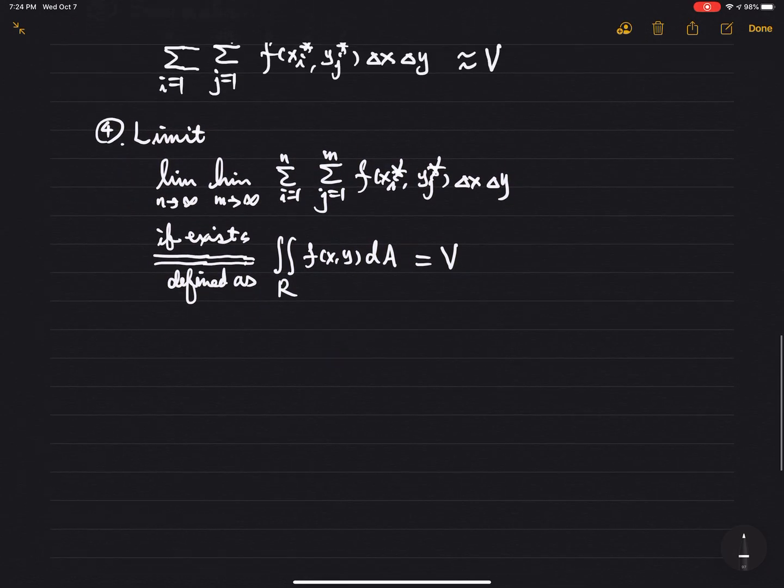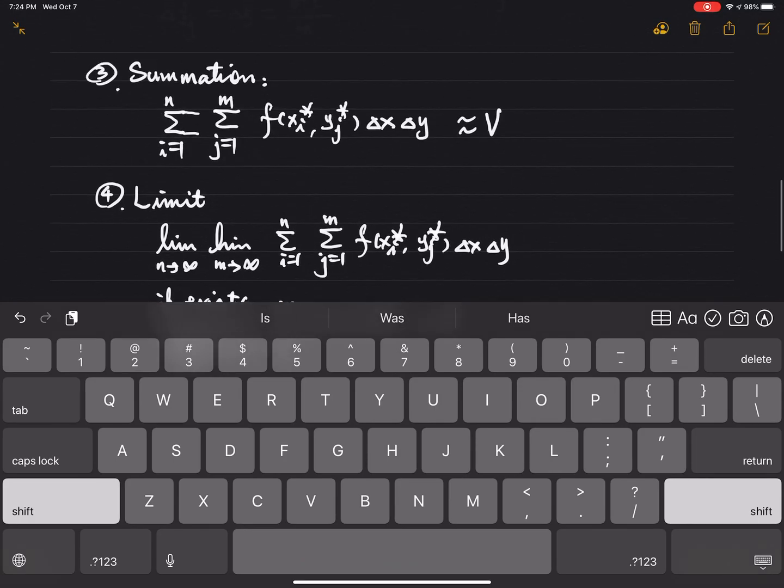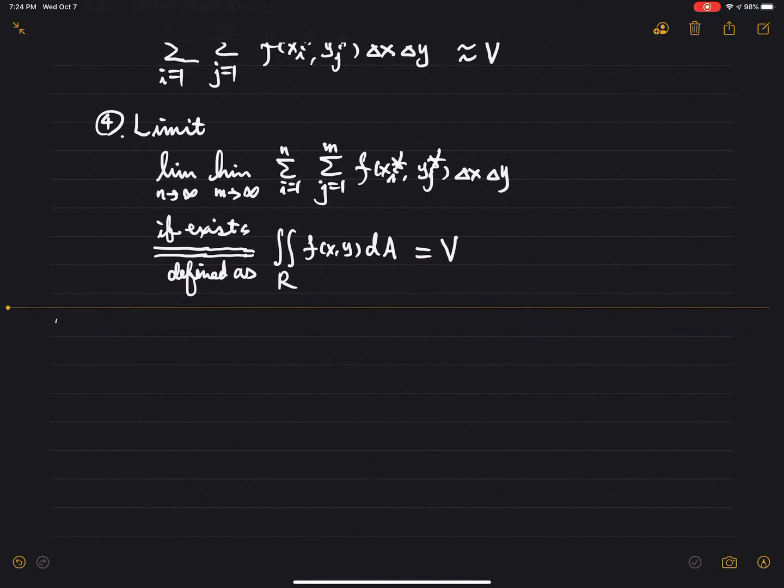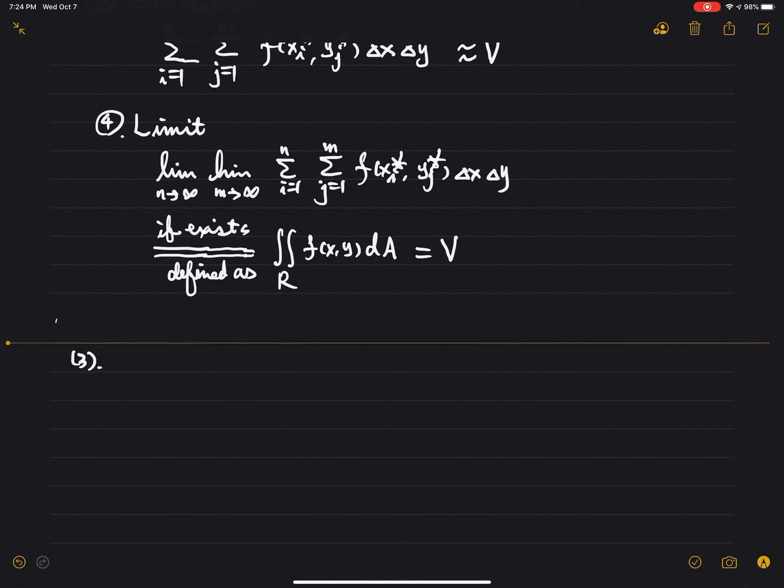So here we're going to talk about a theorem. I'm going to directly talk about a theorem. How do we do the calculations now? Here, part 3, we call it iterated integrals.